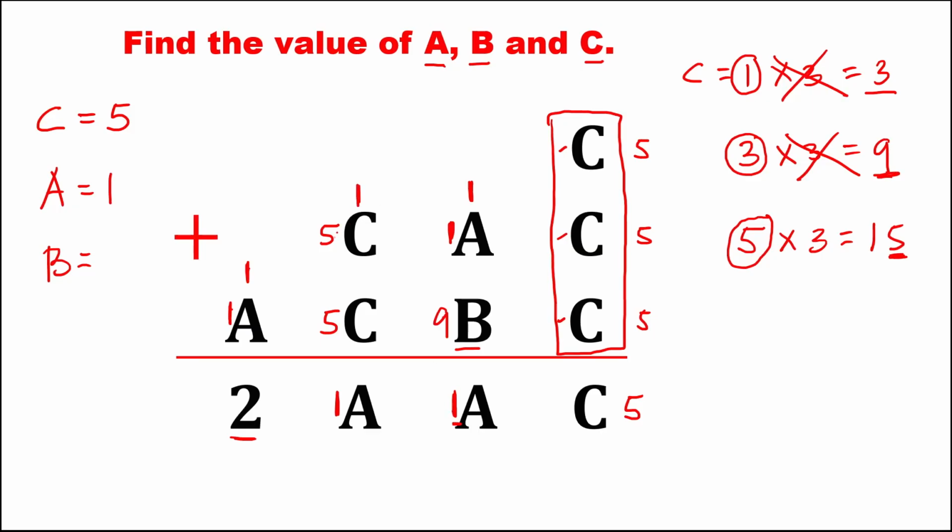Then we have 1 plus 5, that's 6, plus 5, that's 11, then carry 1. And 1 plus 1, that's 2. So therefore, B must be equal to 9. So these are now the values for A, B, and C.